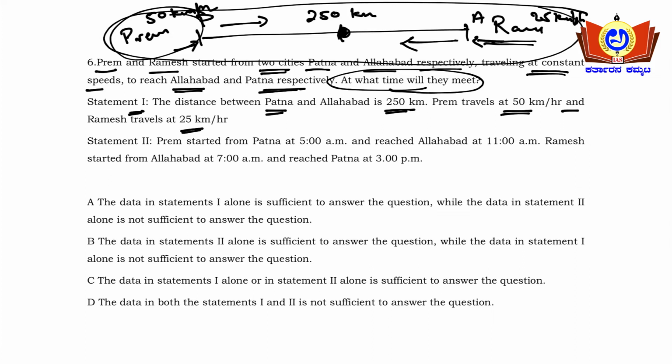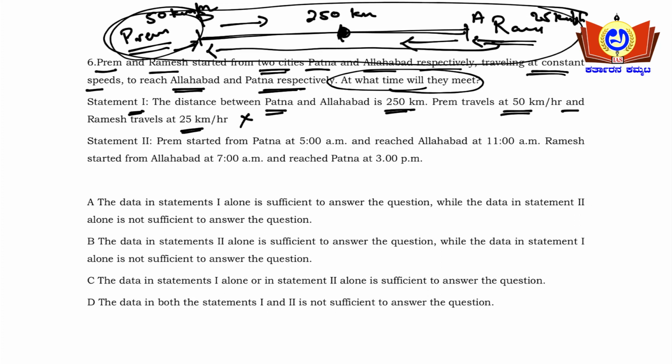If Prem travels fast and reaches Allahabad, and after that Ram travels from Allahabad to Patna, then they will not be meeting in between. Hence statement 1 alone is not sufficient to answer the question here.